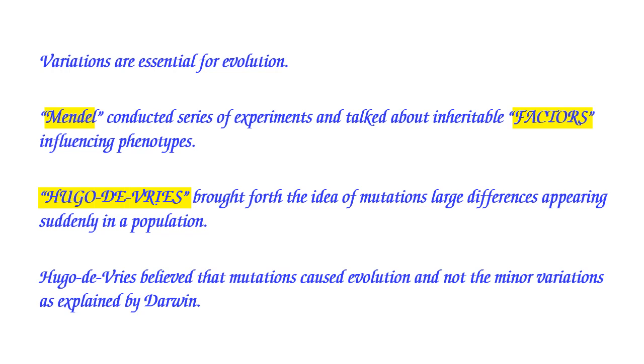Here is another scientist, Hugo de Vries. He brought an idea, that is mutations, a sudden change in the factors, that is the gene sequence, that brings large differences in a population suddenly. Hugo de Vries believed that mutations caused evolution and not the minor variations as explained by Darwin. Minor change in gene composition does not cause evolution. Mutations are responsible for causing evolution, that is the belief of Hugo de Vries.